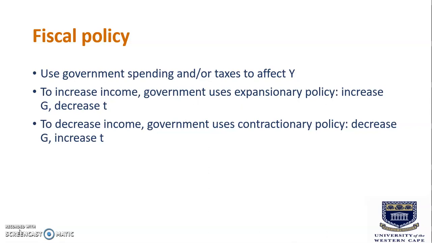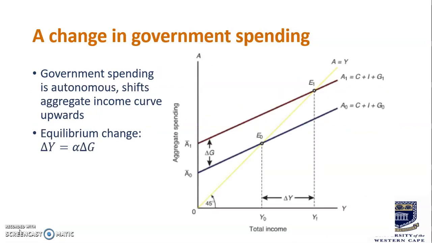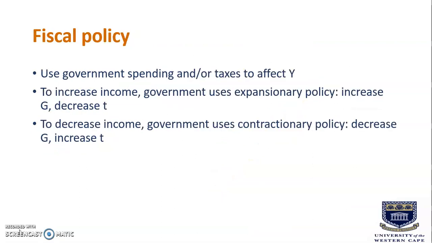Having said that, I just want us to try to explain how this happens within the Keynesian framework. Sorry, before I come to that graph, I just quickly want to explain. If, for example, government wants to increase the equilibrium level of income, obviously it has to use expansionary policy, so either increasing government spending or decreasing the tax rate.